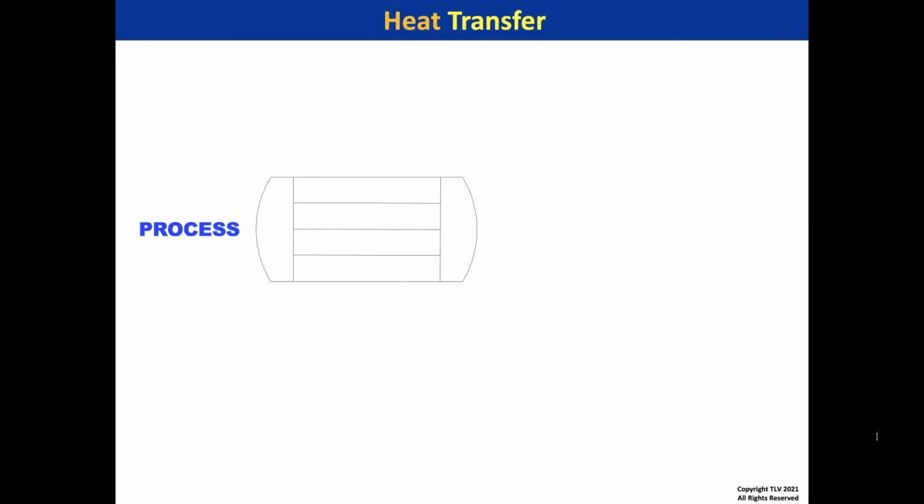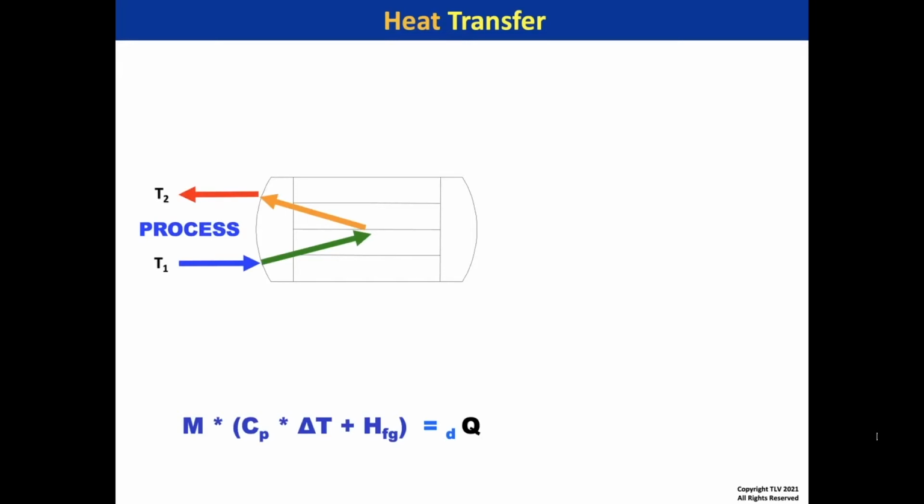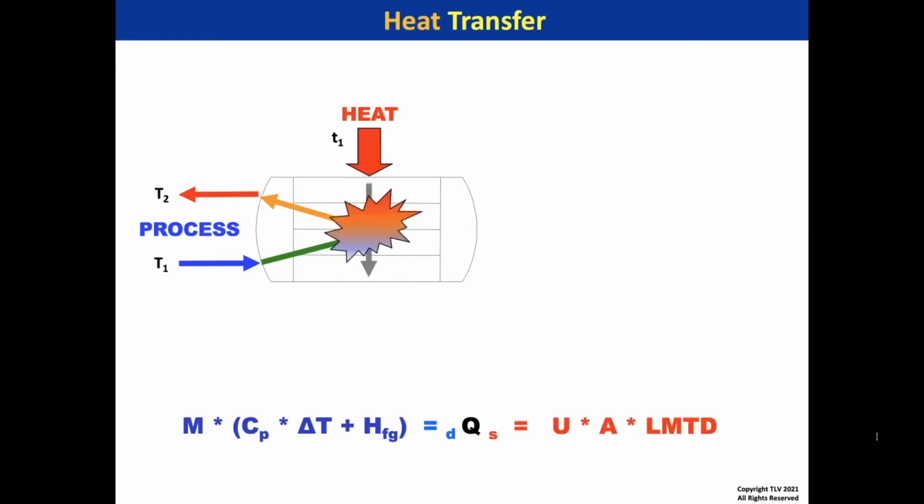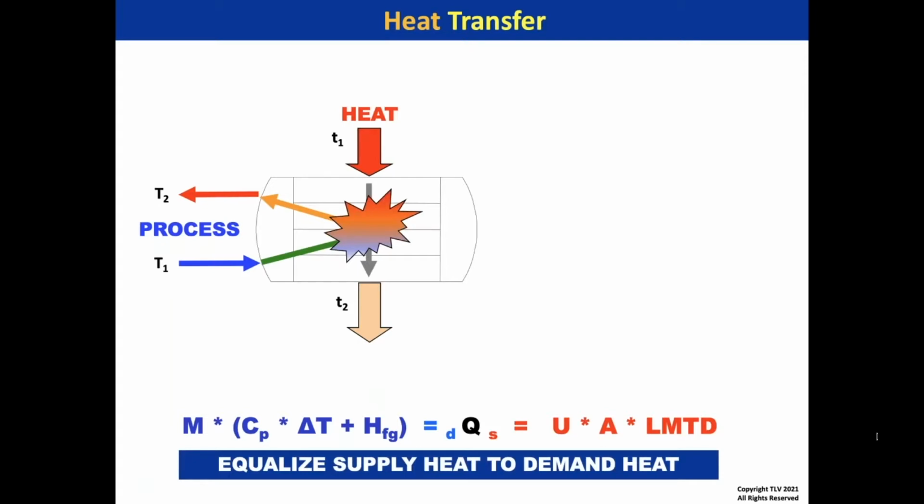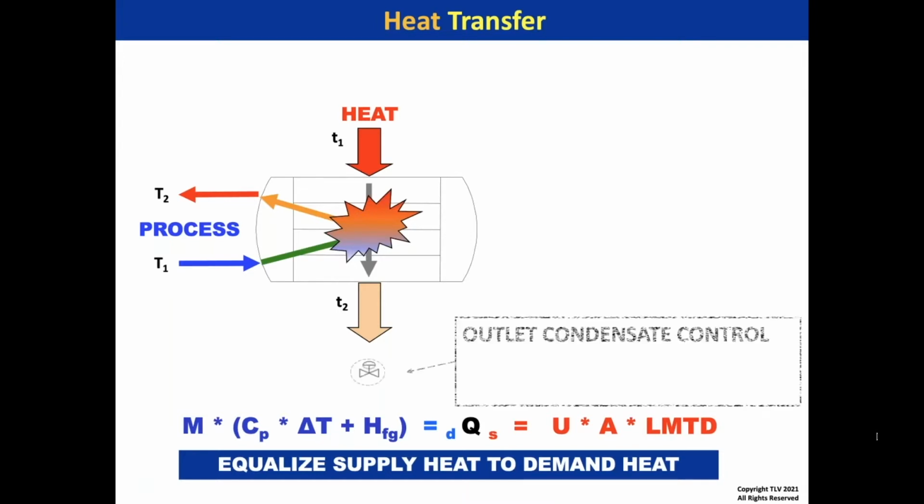Let's talk about the heat transfer process. We're going to convert processed liquids and vaporize them in a reboiler, and there is our reboil formula for the demand heat, and we're going to heat that with our supply heat formula, UA delta T. What we're trying to do is equalize the supply heat to the demanded heat. Otherwise, if we put in too much heat, we over reboil, and too little, we under reboil.